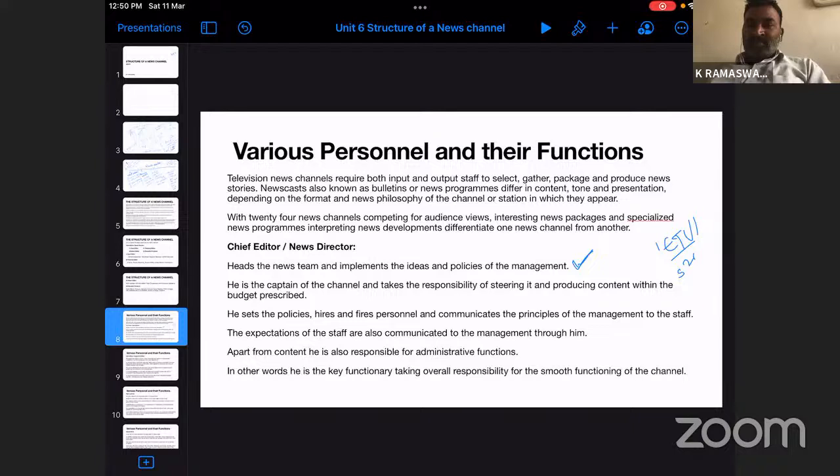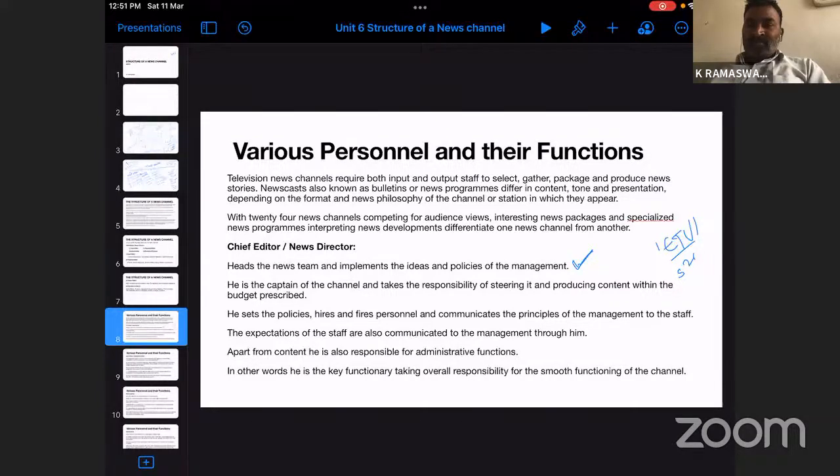The HR department and the accounts department also work under him, because the management gives the direction to the news editor. Based on his suggestions and instructions, the HR department will recruit and train the personnel. Everything that happens, he is responsible. We may not see who the management is for a particular channel, but the face of the channel is the news editor. Sometimes, if it's a political channel with political news, the management policy will be applicable.